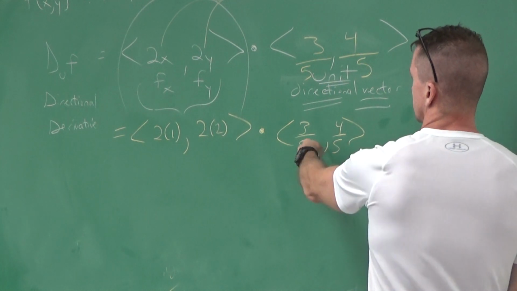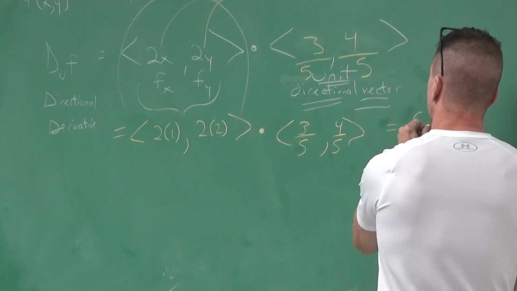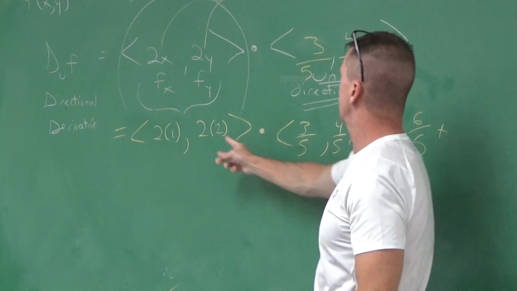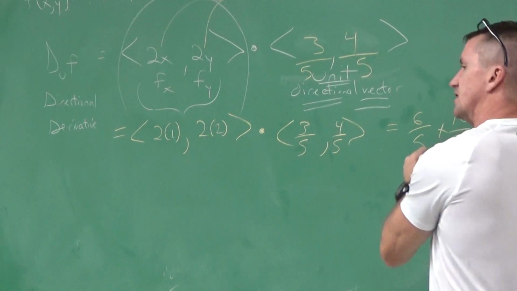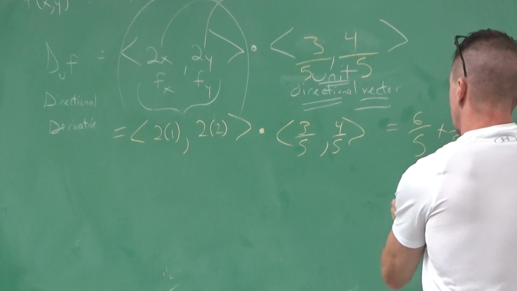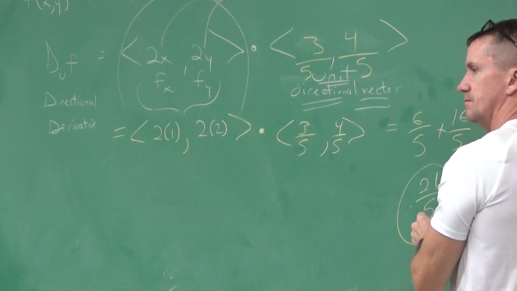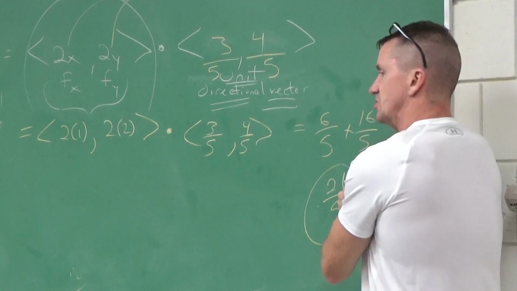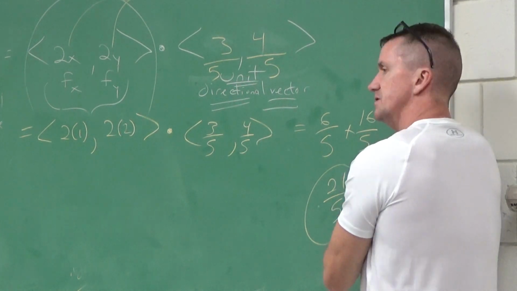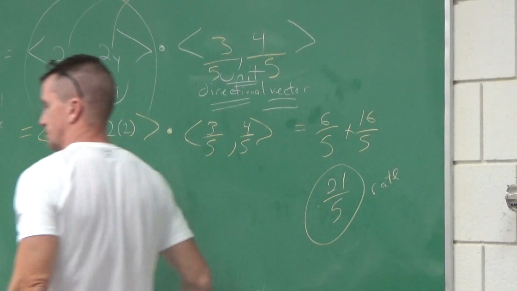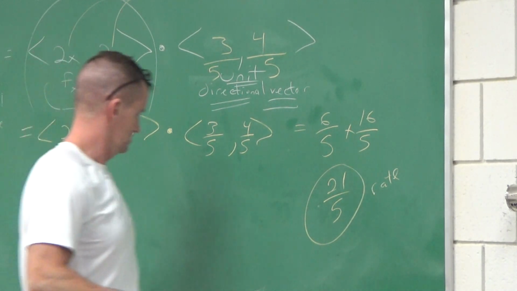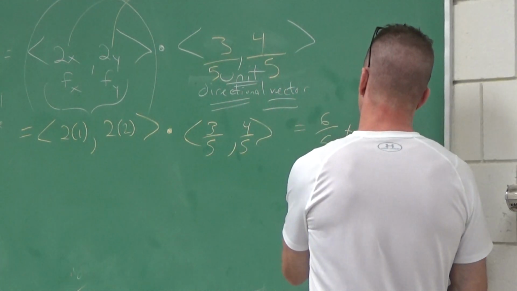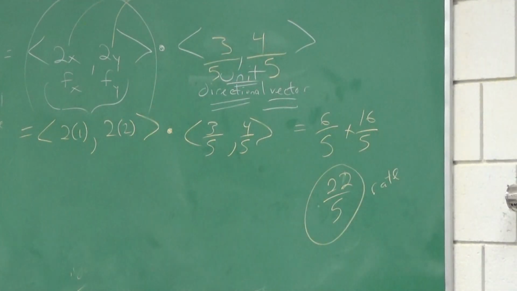2 times 3/5 is 6/5. Plus 4 times 4/5 is 16/5, gives me 22/5, which is a rate of change. Also a directional derivative, also a derivative. Slope, right, in that direction. Okay. Oh, 22, thank you so much. 6 and 16, 22. Thank you very much.